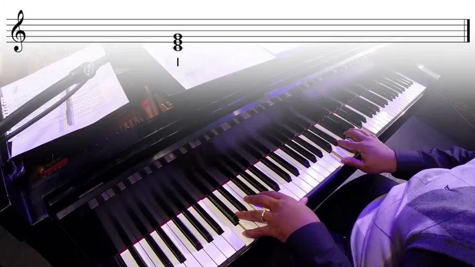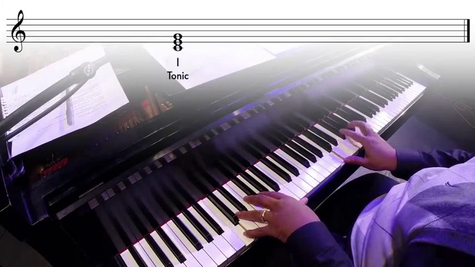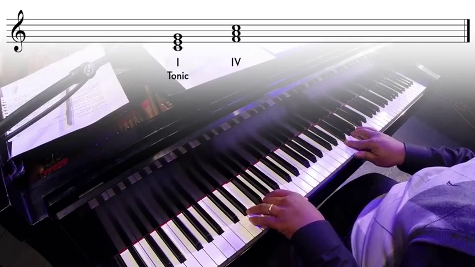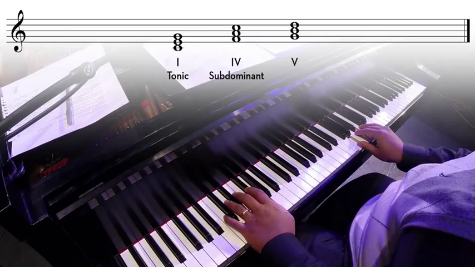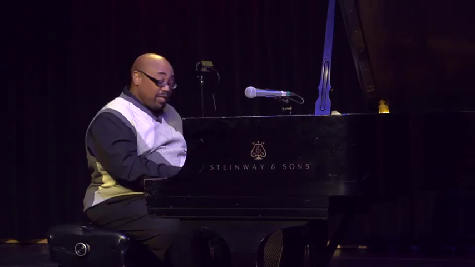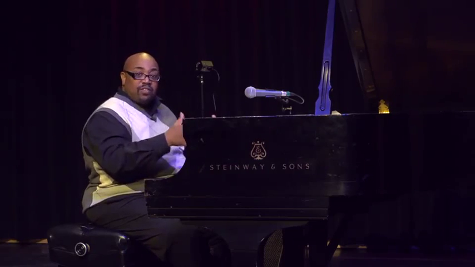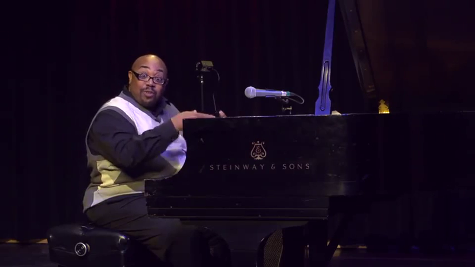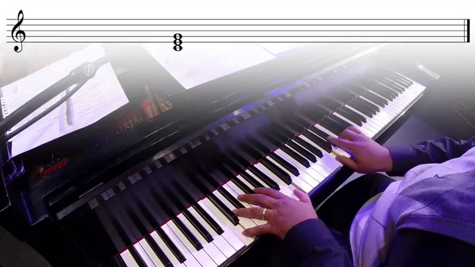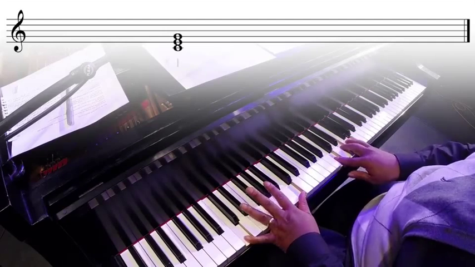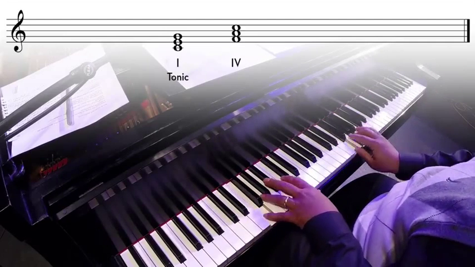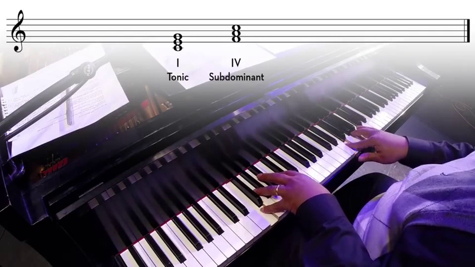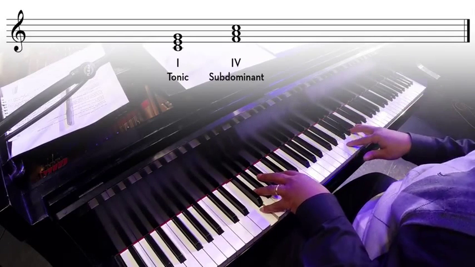1 chord, which is also the tonic, 4 chord, which is the subdominant, 5 chord is the dominant chord. Now with the 1 chord, the tonic, that's our home base. That's our tonal center. The key is C. C major is our 1 chord, the tonic, number 1. 4 chord, subdominant, just a step below the dominant chord.